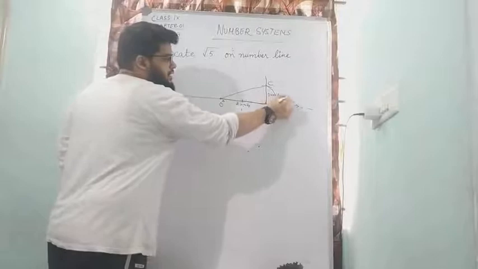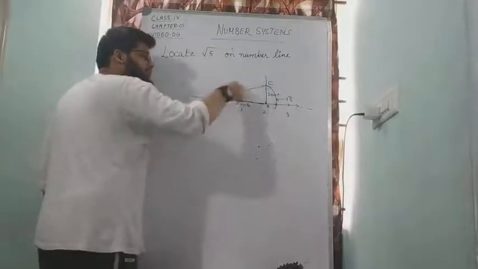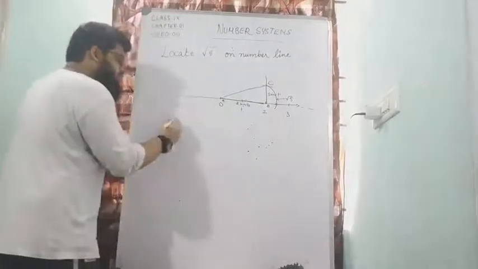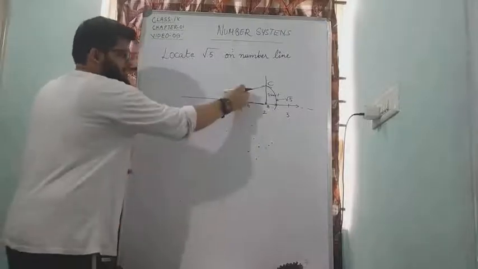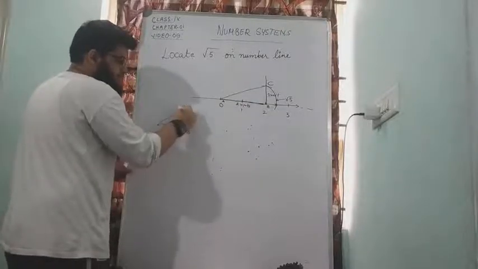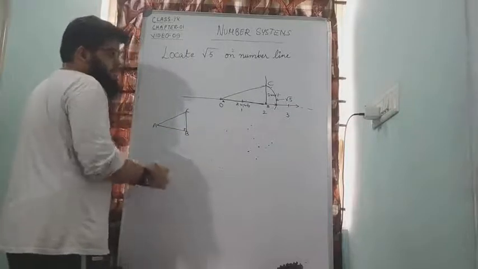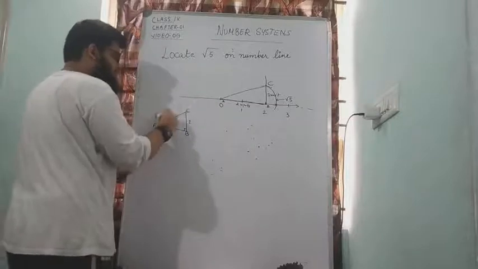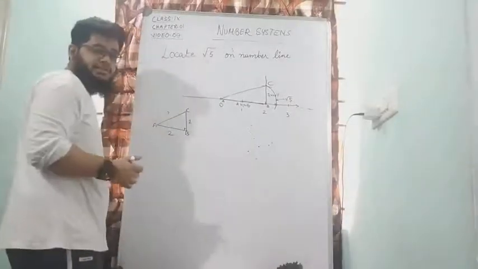So this arc represents root 5. Now I should prove that this side is also root 5 by making use of Pythagoras theorem. I have got a right angle triangle here, with B, C and A. B is at 90 degrees. So BC is 1 unit and AB is 2 units. I should prove that AC will be equal to root 5, because that is in the question.